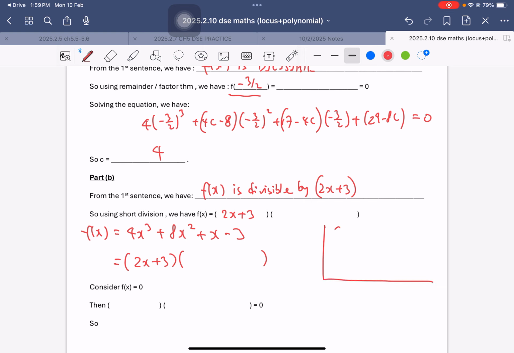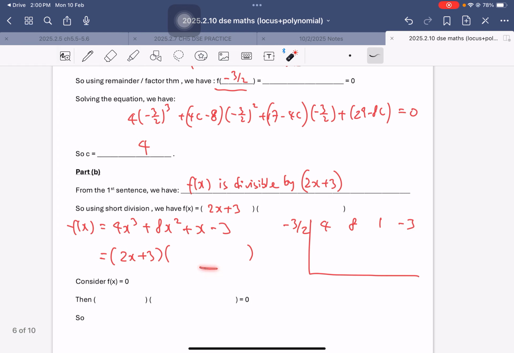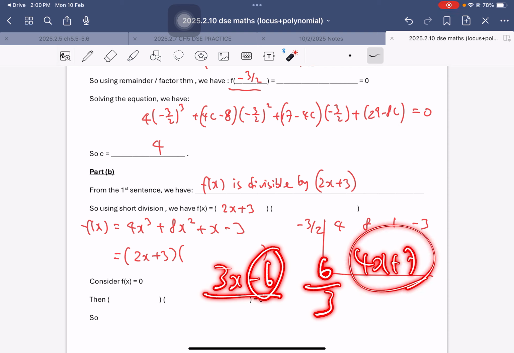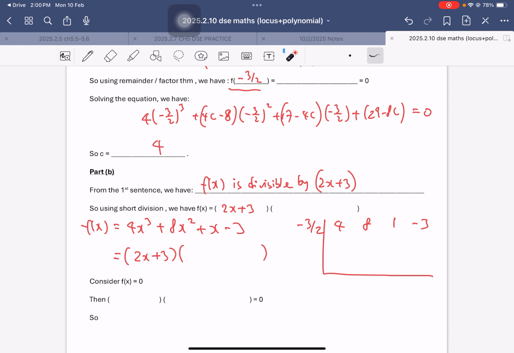So I have 4, 8, 1, negative 3. And then what is the number to put here? Negative 3 over 2. Alright, so you remember this way, Sandip. This is the constant. You swap the sign of the constant, and then you divide it by the number in front of the x. So for example, 3x minus 6, what's the number I need to put? You reverse the sign, becomes 6 over 3. Then how about 4x plus 7? What's the number you need to put? Minus 7 over 4.